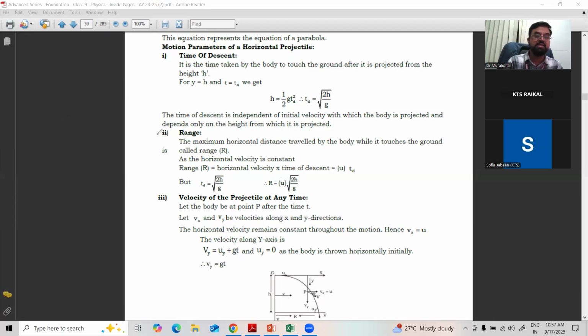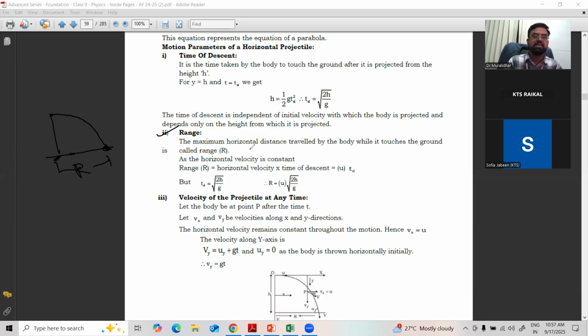The second one is range. What is range? Suppose you are throwing from here. The body comes like this and falls here. So the distance from the foot of the tower to the point where the body reaches the ground is called range. It is the maximum displacement of the body along the ground.